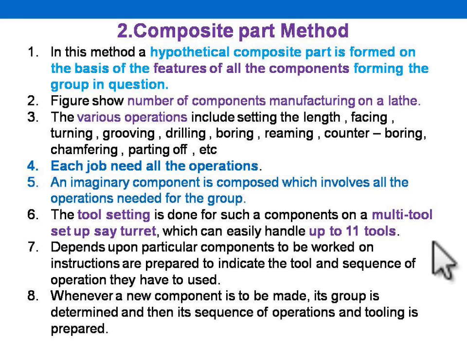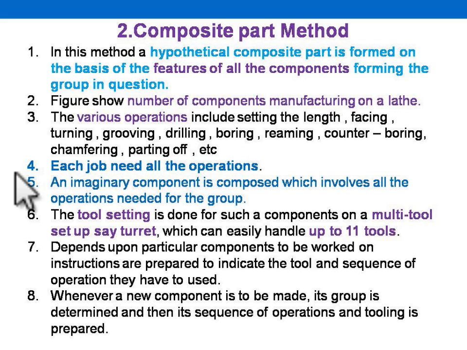Now suppose we are manufacturing the components on the lathe. For the lathe, what do we do? We make only the composite part, which has all the features of all the components. For that composite part, we set up the lathe for length, facing, turning, grooving, drilling, boring, reaming, all the features required in that part.